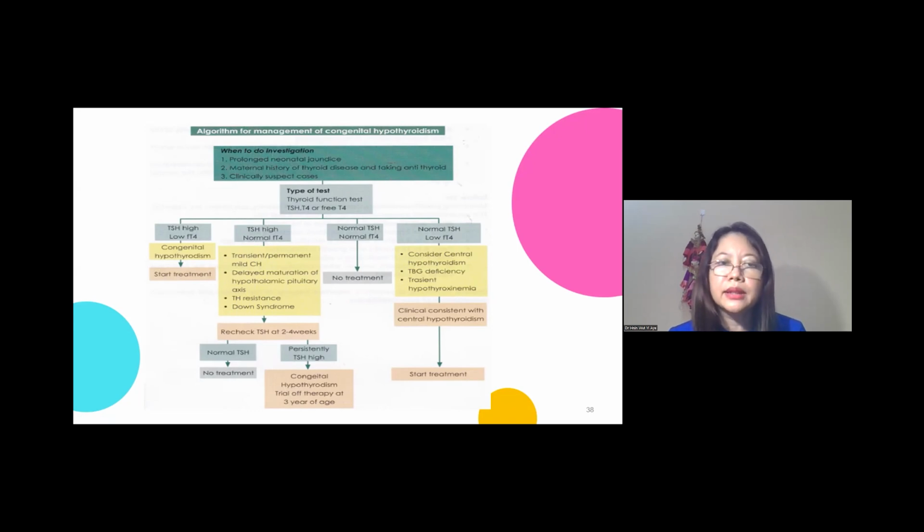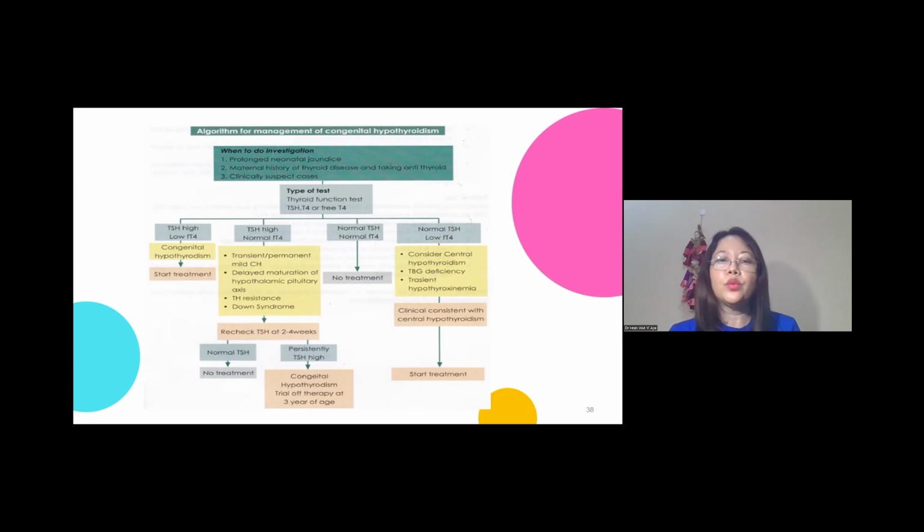If TSH is high and T4 and free T4 are low, congenital hypothyroidism is definitely diagnosed, and then we start treatment as early as possible, within 18 days of age. And if the TSH is high and free T4 is normal, it might be transient or permanent mild congenital hypothyroidism, delayed maturation of the hypothalamic pituitary axis, a thyroid hormone resistance condition, or Down syndrome.